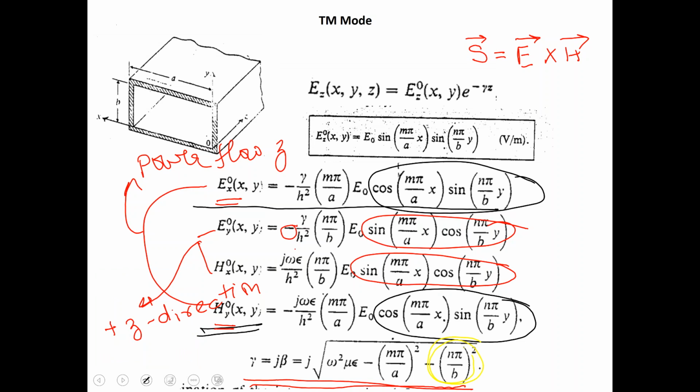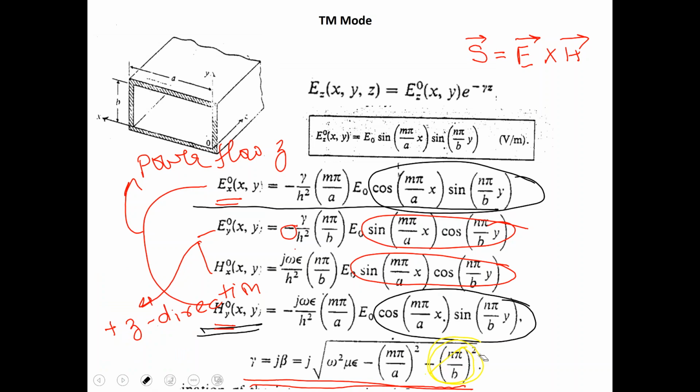Previously, when you had the term for parallel plate waveguide, this term which I put in yellow was not included. The propagation constant was just j square root of omega square mu epsilon minus (m pi by a) square. So basically the propagation term was reduced by the confinement in the direction of confinement. In that specific case, the confinement was in the y direction.